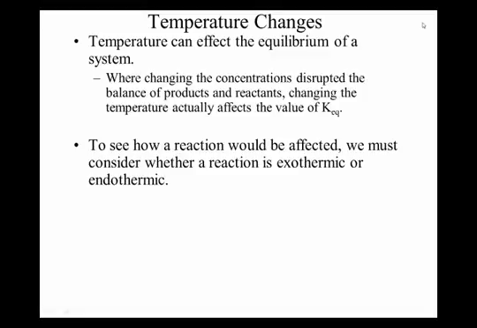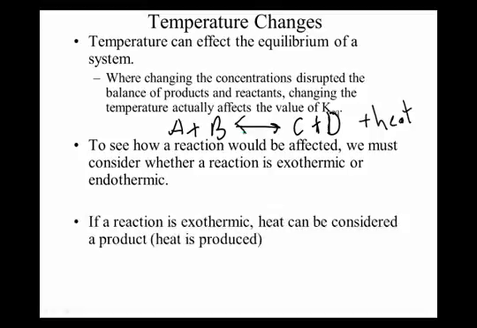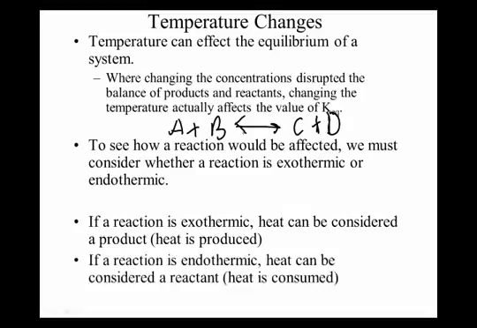So, think about an exothermic reaction. Let's do A, B, C, and D. If it's an exothermic reaction, is heat a product or a reactant? Exo means heat is coming out. It means heat is produced. For exothermic reactions, you can think of heat as a product. You might see where I'm going with this now. If it's endothermic, you have to put heat in. Heat is a reactant. Now we just use the same rules as before.